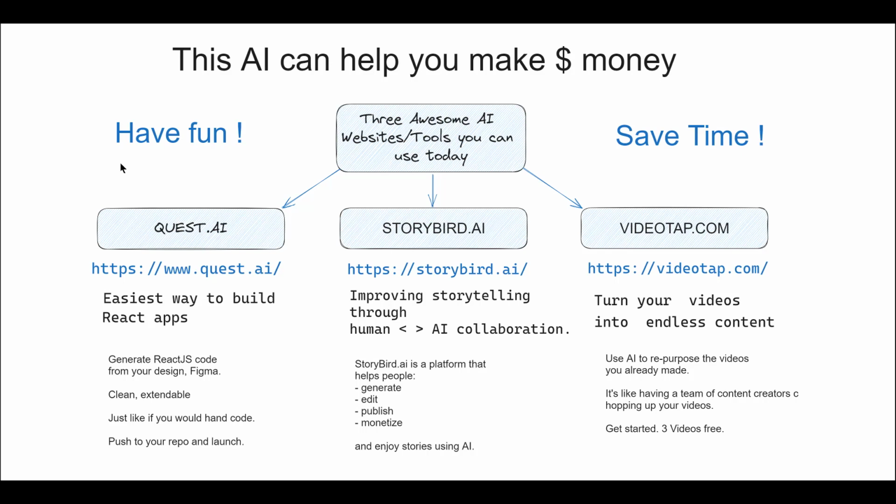And the last of the 3 tools is called Videotap.com, or just Videotap. It turns your videos into endless content. So if you're a content creator, you can turn the AI loose on it, and it repurposes your videos that you've already made. It's like having a team of content creators chopping up your videos, and you get 3 videos for free according to their website.